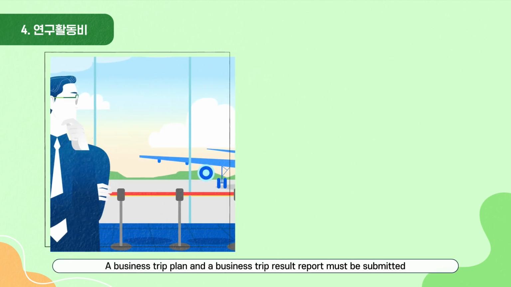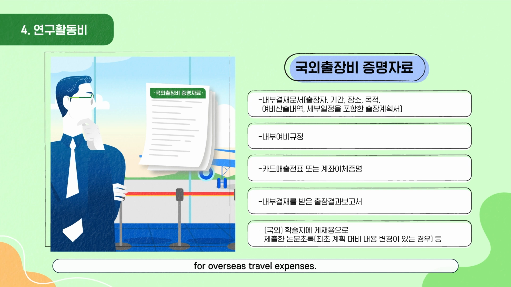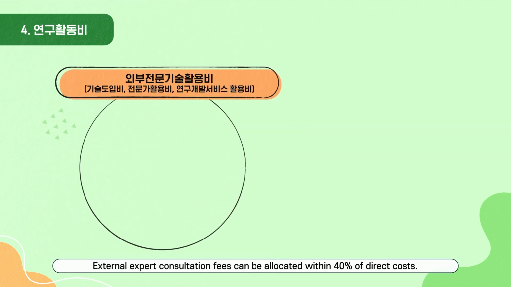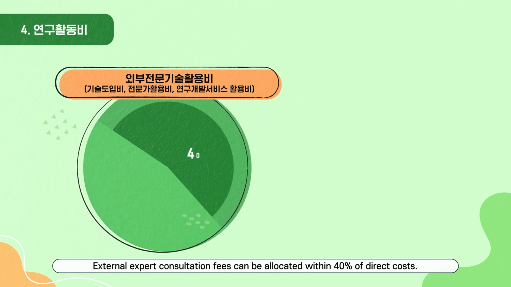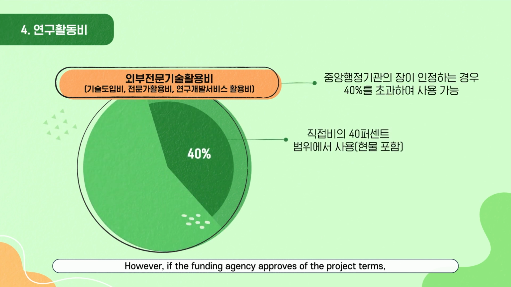A business trip plan and a business trip result report must be submitted for overseas travel expenses. External expert consultation fees can be allocated within 40% of direct costs. However, if the funding agency approves of the project terms, the external expert consultation fees can exceed 40%.